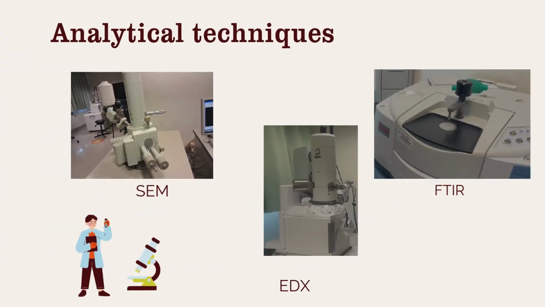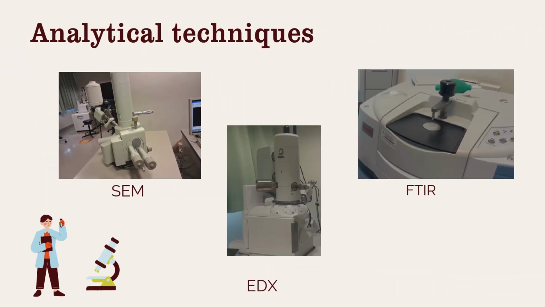To effectively compare these two polymers, several analytical techniques were employed. First is scanning electron microscopy coupled with energy dispersive X-ray spectroscopy, or SEM-EDX. The second was Fourier transform infrared spectroscopy, or FTIR.